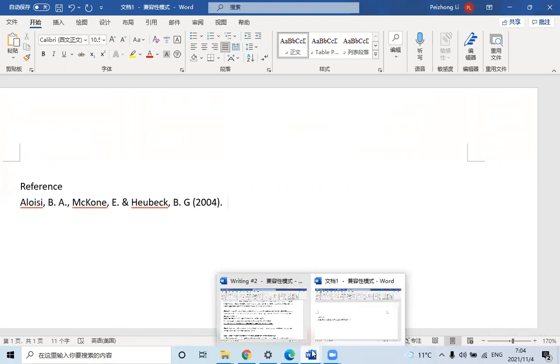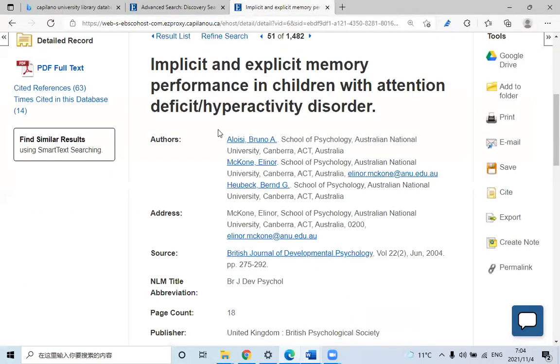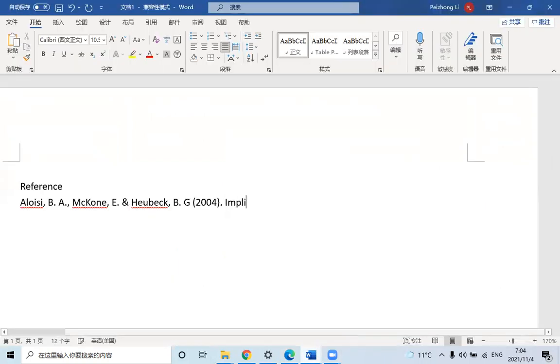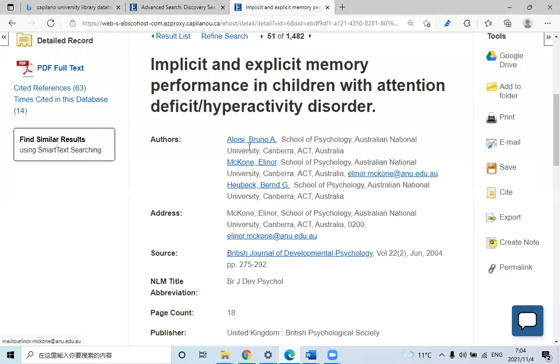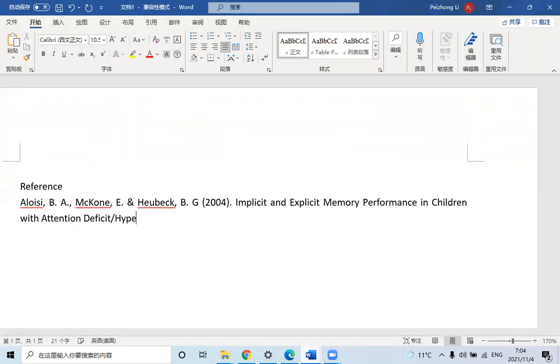The title, implicit and explicit memory performance in children with attention deficit hyperactivity disorder. And the journal, you fill in the journal titles. Yeah, I can do that later.